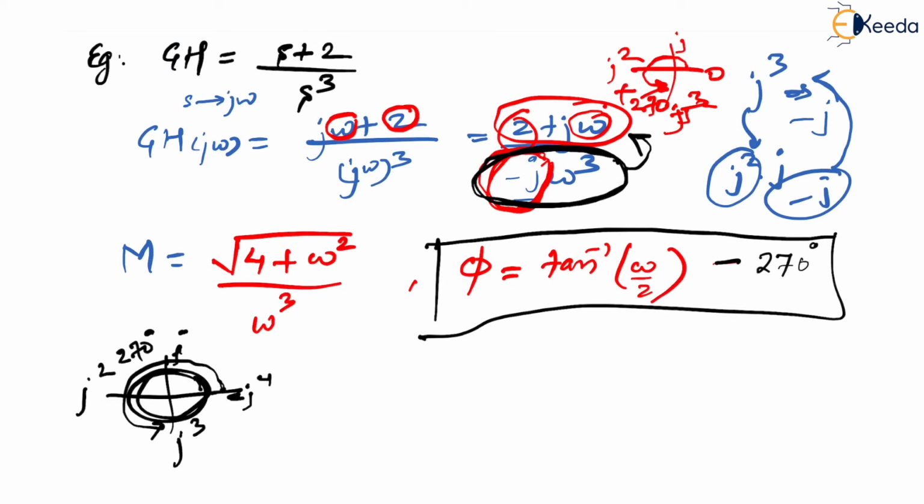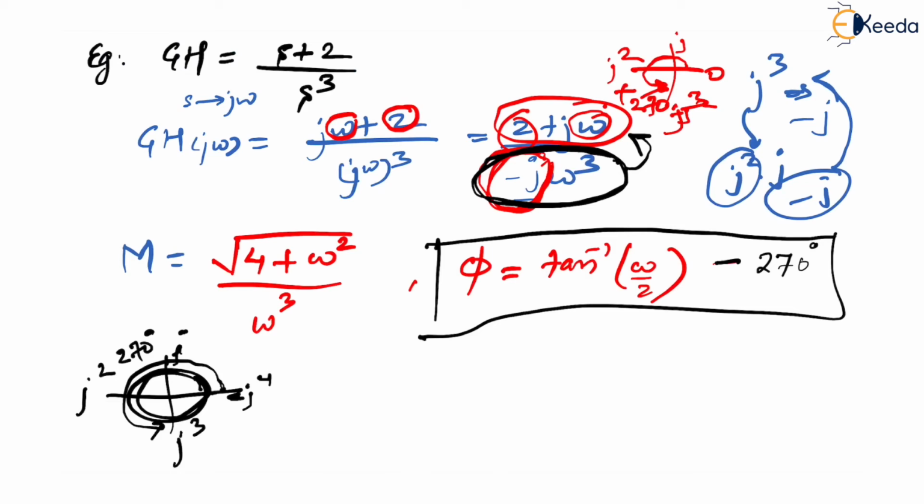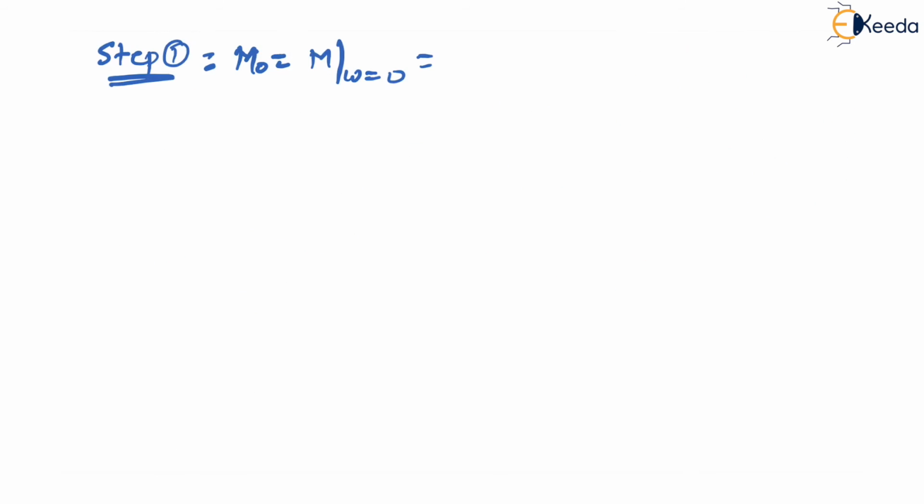Now step 1 is to find M0 and M infinity. What is M0? M0 is nothing but the magnitude at omega equal to 0. It means under root of 4 plus 0, divided by 0, which means it is going to be equal to infinity, because anything divided by 0 is infinity.